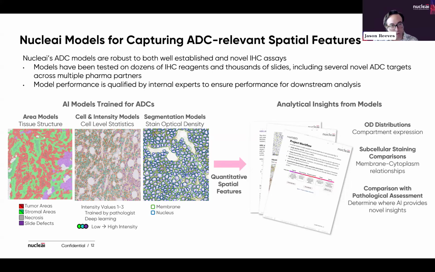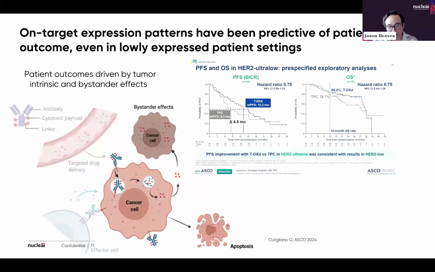Now let's talk a little bit about some of those mechanisms of action, where the field is today, and some of the data that we can provide that help support these types of interrogations. Where the most evidence is at this point in time in terms of understanding ADC response is around looking at tumor intrinsic signaling. This is looking for target availability of an antigen on the surface of a cell and looking at its heterogeneity in the tissue.